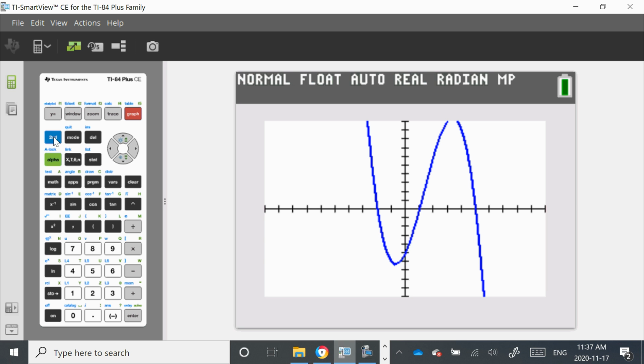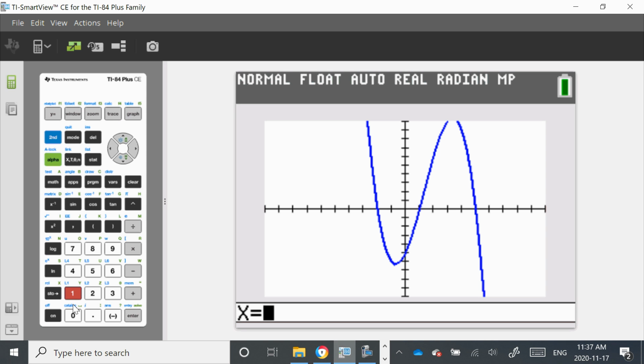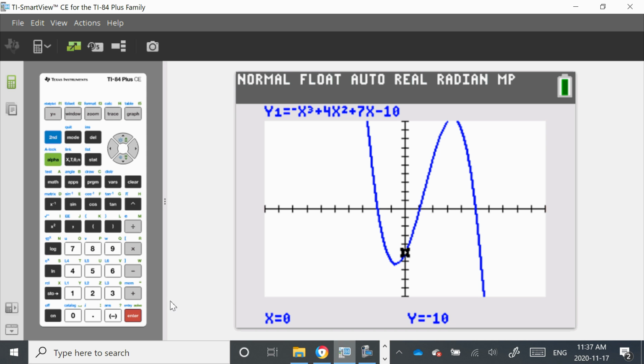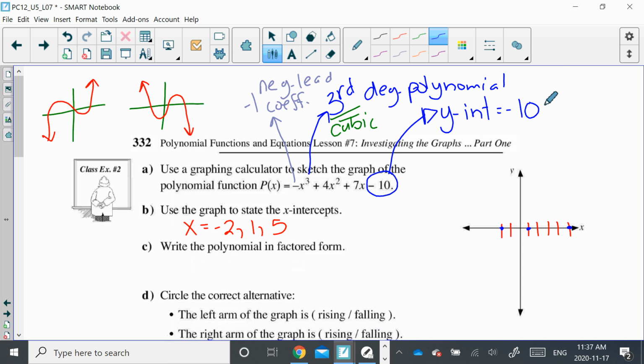But how you're going to check more accurately is you're going to go to second function, calculate. You're going to calculate a value when x is 0. There's my y-intercept at -10. My arm starts here. It's going to go down, up, and down. So let's draw this. So we're starting in quadrant 2.